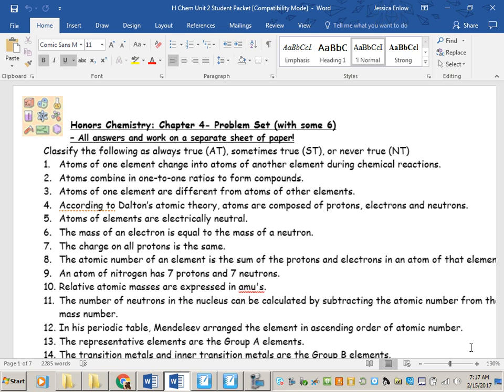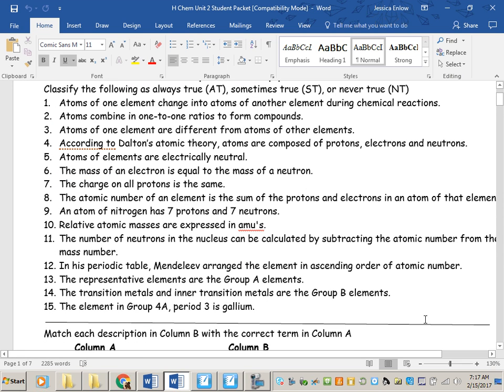Ready? Here are the terms. Here are the questions. Eyes up here. You have the answers on your paper from concept where they came back yesterday. What do you guys say for number 1? Atoms of one element change into atoms of another during chemical reactions. Loud and proud. Never true.